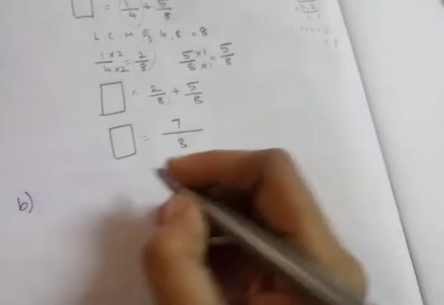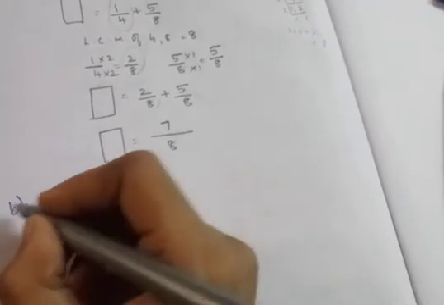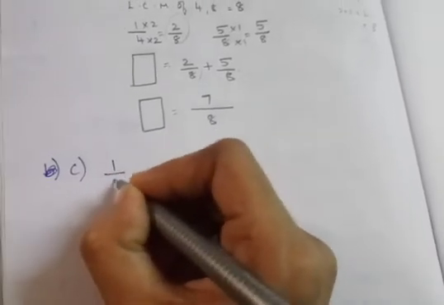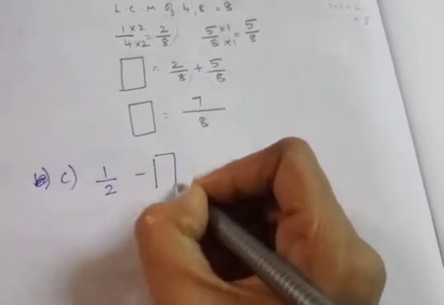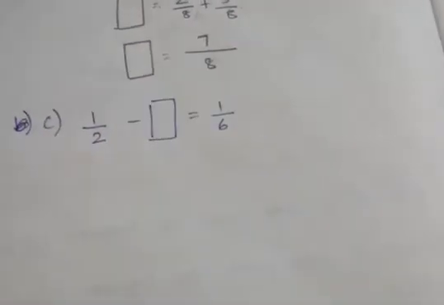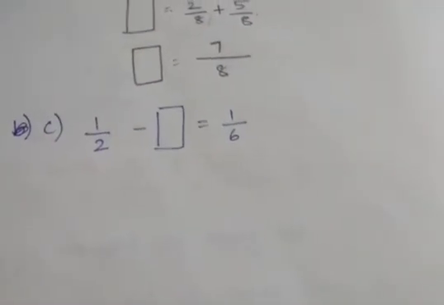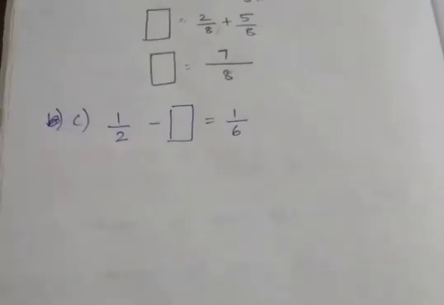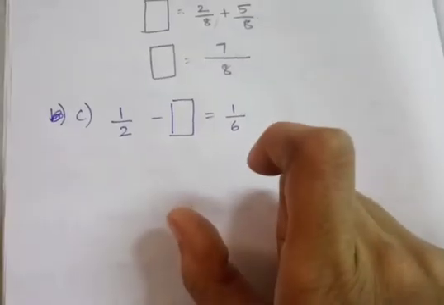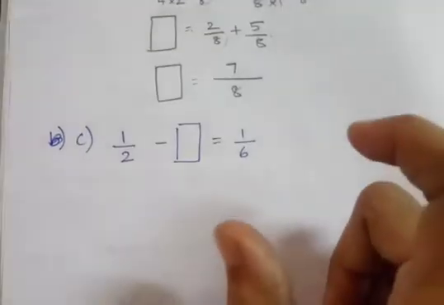Next, B problem. No, I am writing C problem. B problem is your homework. C problem: 1 by 2 minus box is equal to 1 by 6. We have to find the missing box, which is equal to 1 by 6. Now, what do we have to find? This one. Now, I want the box to be positive.